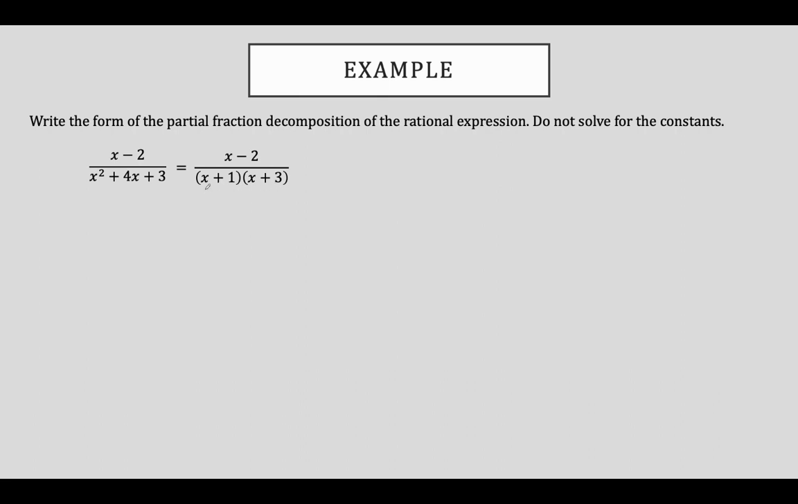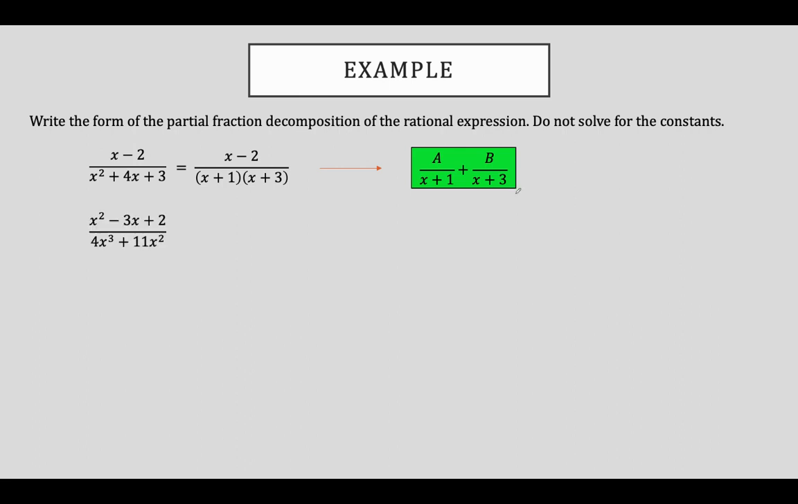Each is linear and they are distinct. Linear factors decompose into a constant over that linear factor. And because they are distinct, two of them, I'm going to have two fractions, A over x plus 1 plus B over x plus 3. Again, constant divided by the first factor plus constant over our next factor. Let's look at another one here.